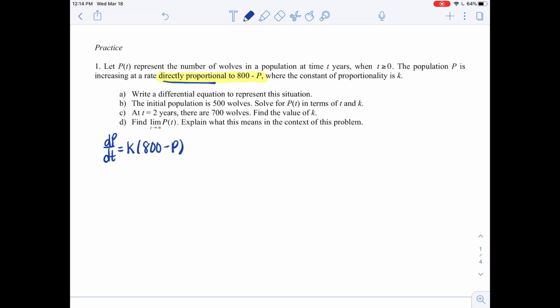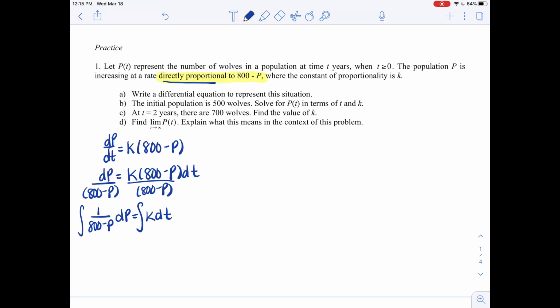So again, I'm going to cross multiply and get my values separated. So as I multiply both sides by dt, I get k times 800 minus P dt. And I divide both sides by 800 minus P to get all of my P values on the left-hand side. So I'll have 1 over 800 minus P dP equals k dt.